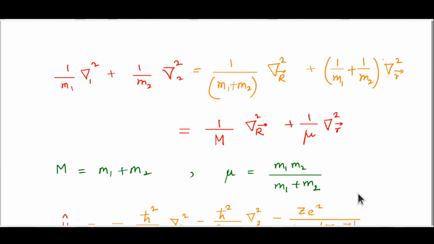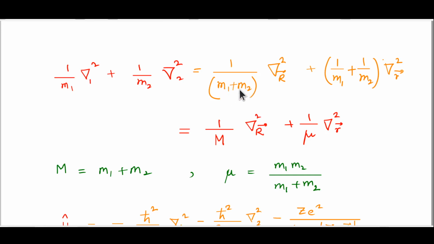So basically, if you repeat this for del capital Y, del capital Z and so on, you will find that the Laplacian 1 by m1 plus Laplacian 2 by m2 simply turns out to be 1 by m1 plus m2 Laplacian with respect to capital R plus 1 by m1 plus 1 by m2 Laplacian with respect to small r. And these quantities are very familiar.